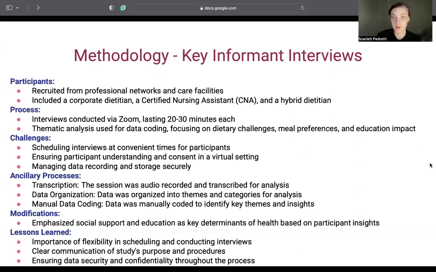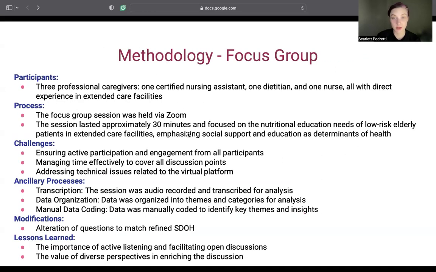And the methodology for the focus group is going to look similar, just with little differences. So the participants for my focus group were comprised of one certified nursing assistant or CNA, a dietitian, and one nurse. And they all have experience working in extended care facilities, either currently or in the past. This focus group was also on Zoom, lasted about 30 minutes as well.